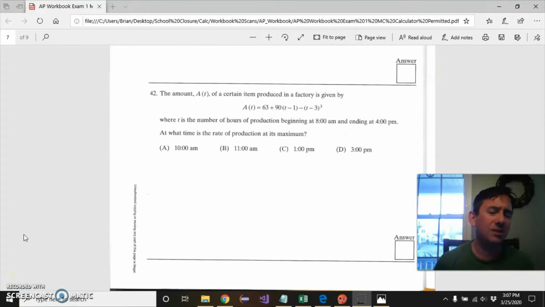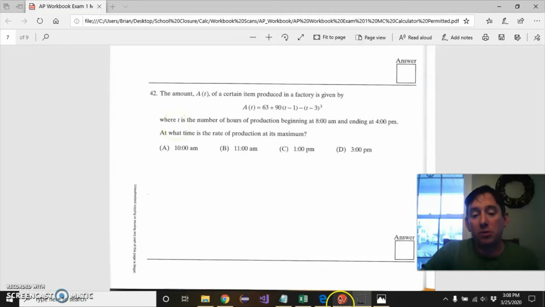All right, 42, a little bit tricky. You've got to pay attention to the units here when you're given a function. So A of t is just the amount of whatever we're producing, a certain item producing factory. So given a time value, A is only giving me how many actual products are being produced. It's not a rate function. It's just giving me the number of objects that have been produced.